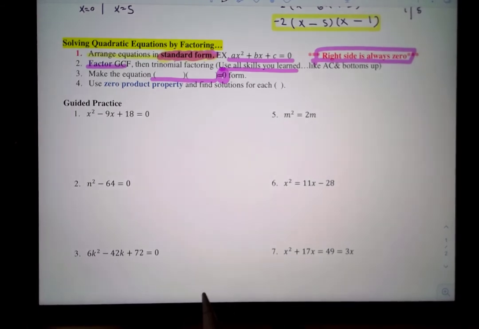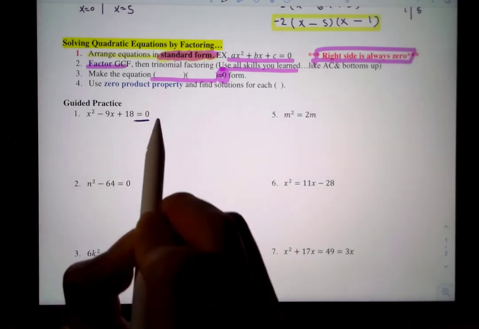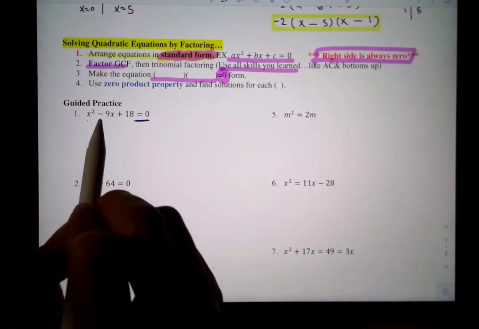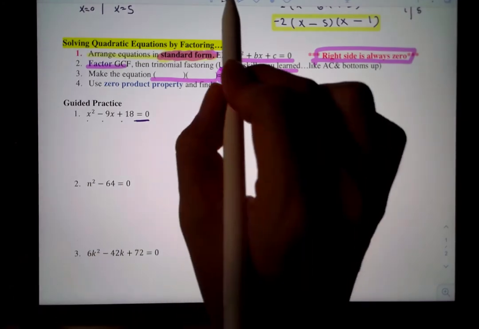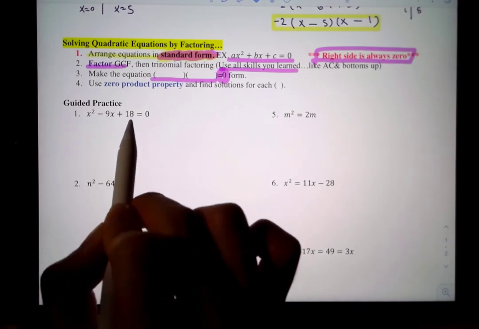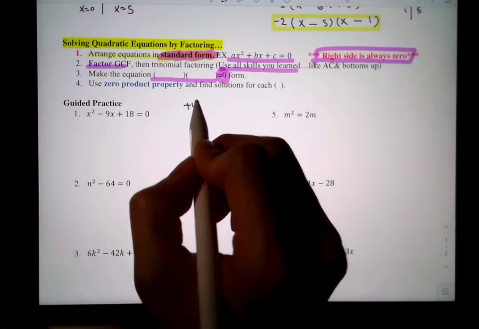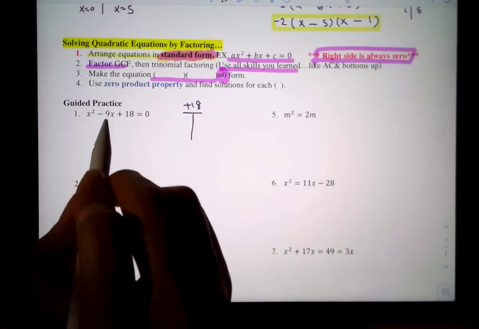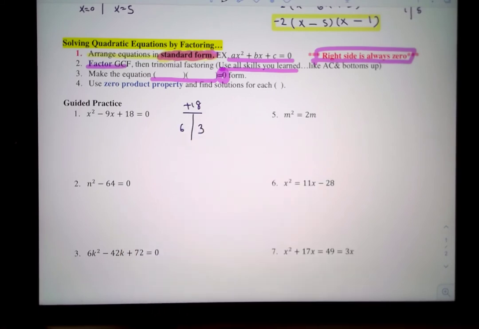So number 1. I'm not going to go into so much detail on this case because we already know how to do it. All right, so guys, look, your right side is already 0. X squared minus 9x plus 18. It's already standard form, so nothing to do, right? So all you need to do is just factor the left side. So I'm going to factor positive 18, and I want to get 9. Then I think 6 and 3 works, right?